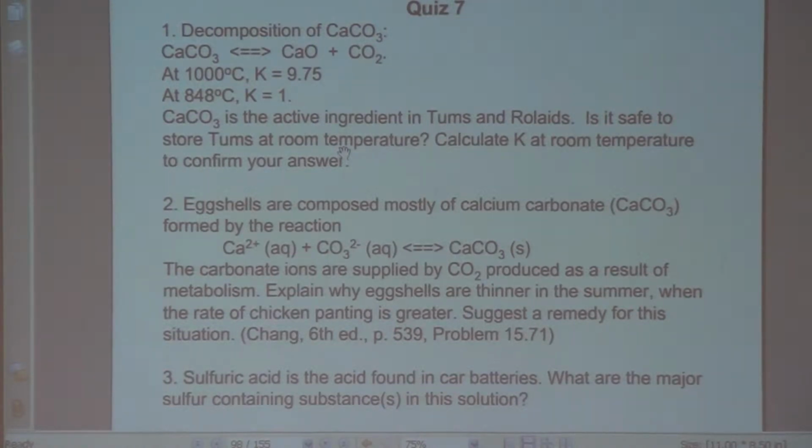So lower the temperature so they don't breathe as rapidly. While we're at it, let's actually do question 1. So question 1 shows the decomposition of calcium carbonate into calcium oxide, or lime, and CO2. Two equilibrium constants are given, one at 1,000 degrees, one at 848 degrees. Calcium carbonate is the active ingredient in Tums and Rolaids. Is it safe to store Tums at room temperature? So for example, if we store Tums at 1,000 degrees Celsius, would we have any calcium carbonate present based on the information we're given?